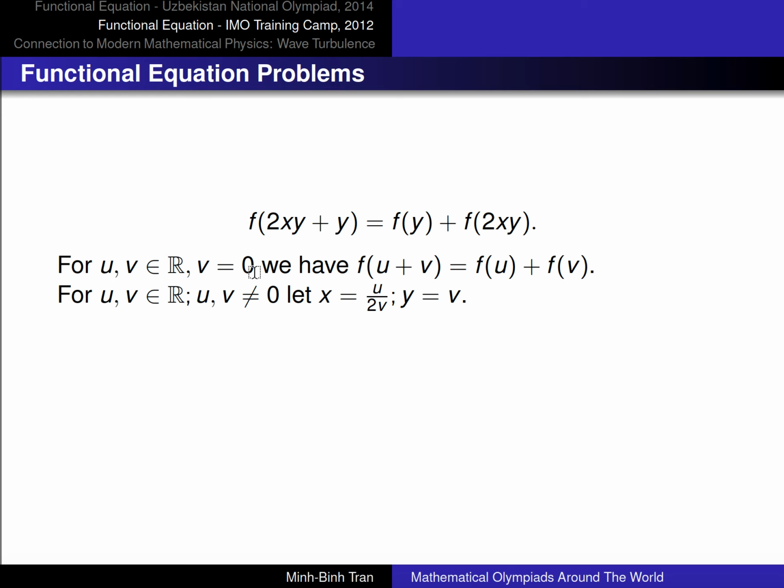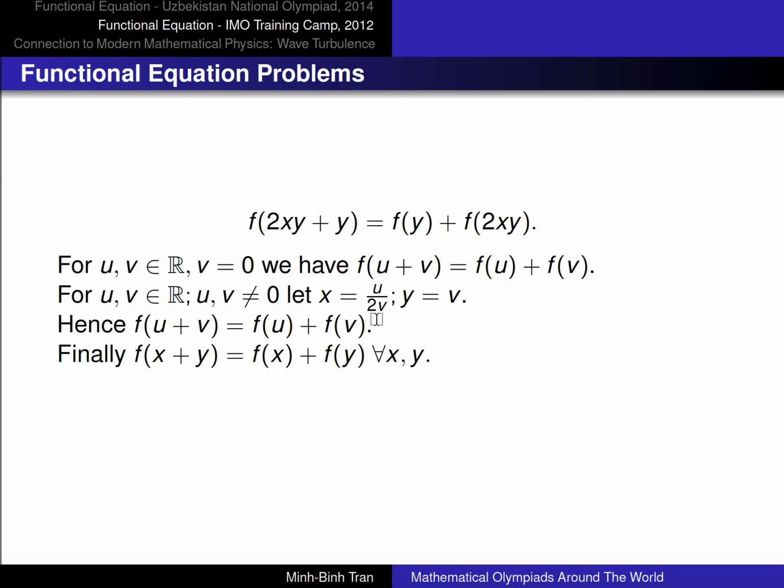Now, if v is 0, then f of u plus v is f(u) plus f(v), right? If v is different from 0, you're going to put x to be u over 2v, and y is v, and you apply this formula, and you also have this equation. Finally, f of x plus y is f(x) plus f(y) for all x, y.